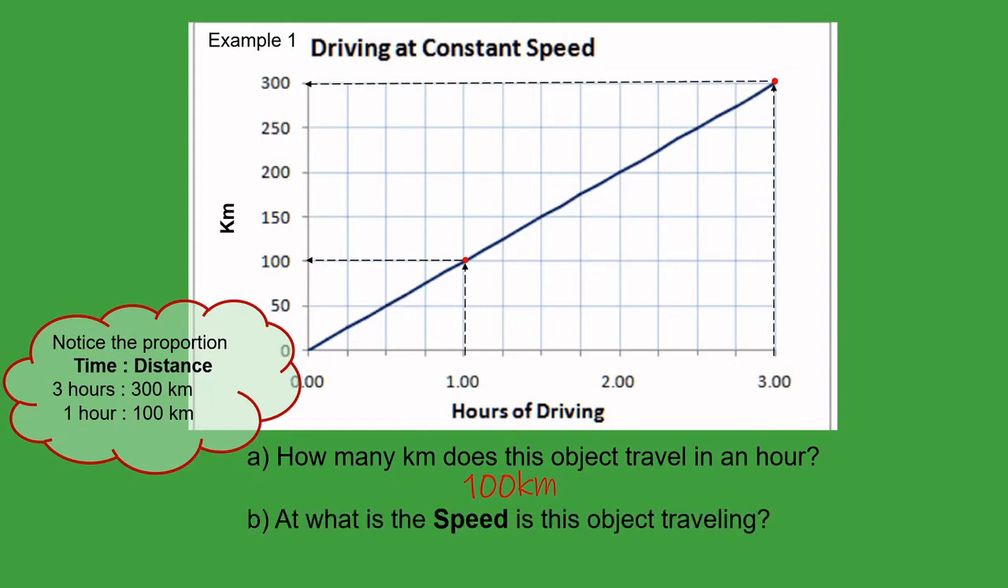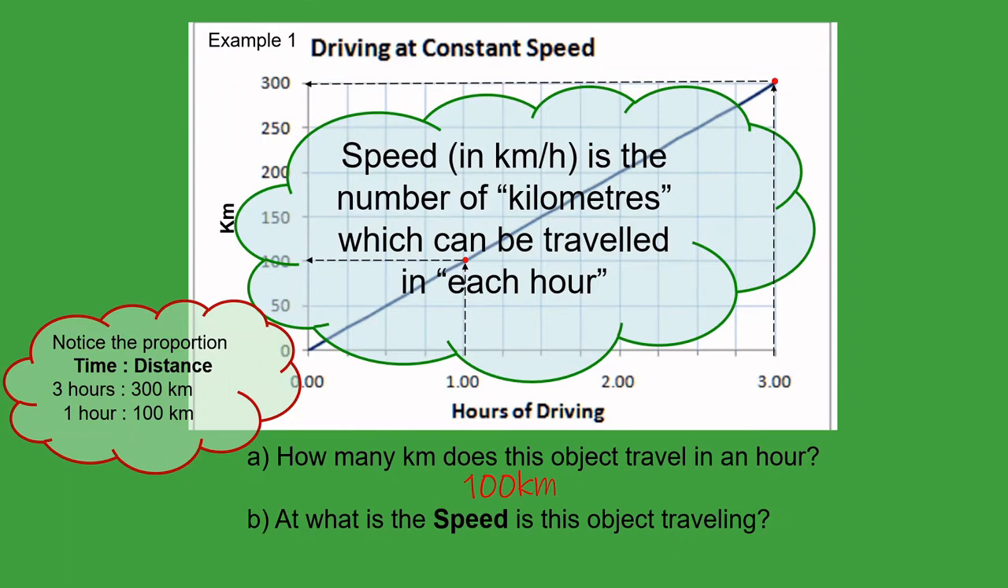Again, since this is a fairly simple example to start with, the speed should be pretty easy for us to figure out. If we know that we can travel 100 kilometers in 1 hour, you should know that a speed in kilometers per hour is simply the number of kilometers we can travel in an hour. So in this case, our speed is 100 kilometers per hour.